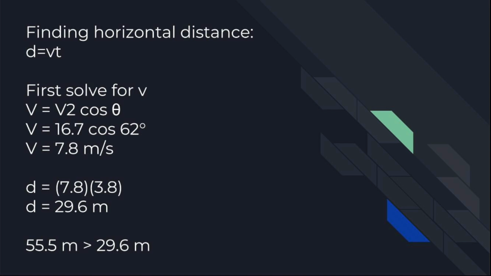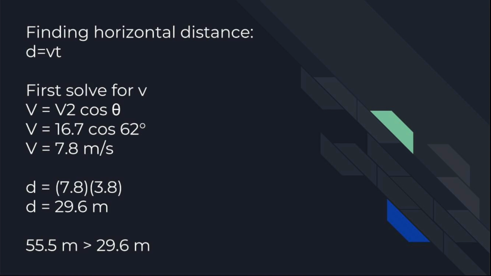Our final step is to find the horizontal distance at which the man must have traveled. For this, we're going to use the equation d equals vt. So first we must solve for the velocity, which we will get an answer of 7.8 meters per second. We then want to plug the v into the equation and solve. The time that we plugged into the equation would have been the amount of time that the man was over the bridge. We get a horizontal distance to be 29.6 meters.